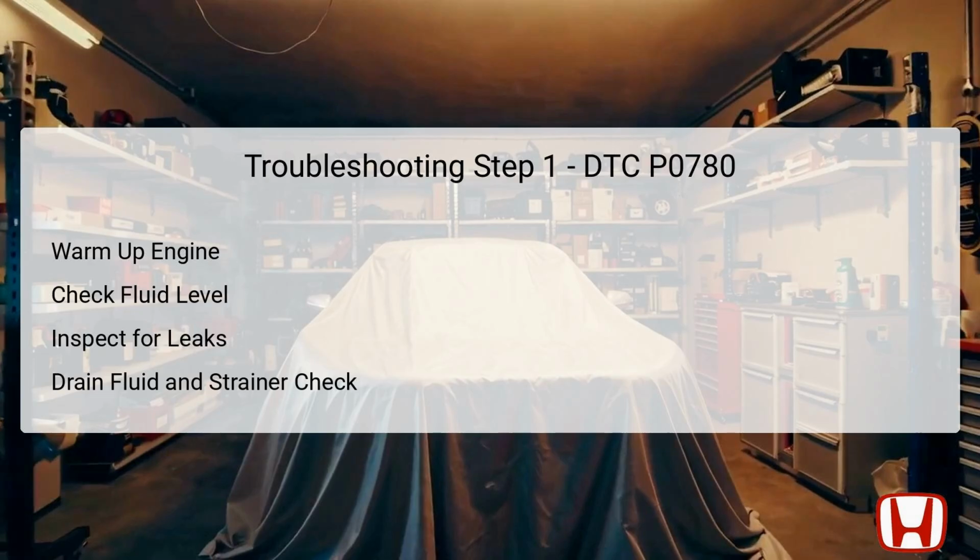The first step in troubleshooting DTC P0780 requires starting the engine and allowing it to warm up until the radiator fan activates twice. This ensures that the transmission reaches its normal operating temperature, which is essential for an accurate fluid check. Once the engine is warm, it's crucial to confirm that the transmission fluid level is at the appropriate height to ensure optimal operation. Additionally, inspecting for any fluid leaks is imperative, as leaks can lead to decreased pressure and fluid levels.